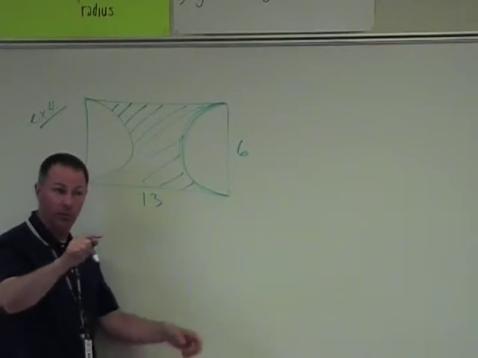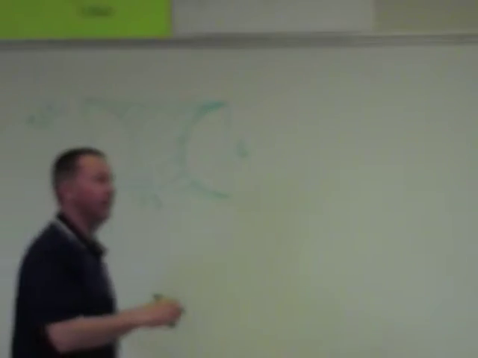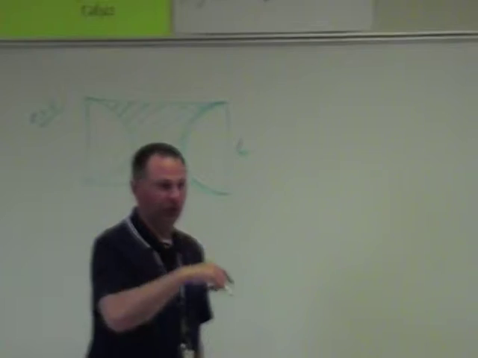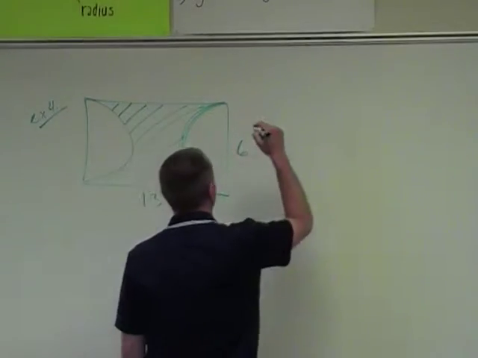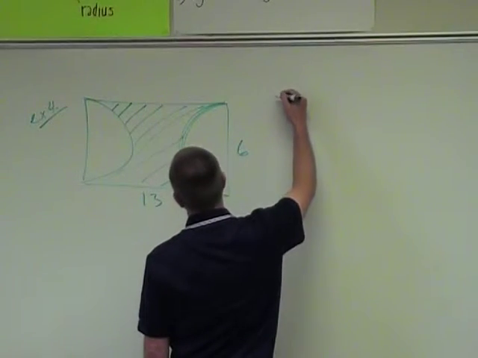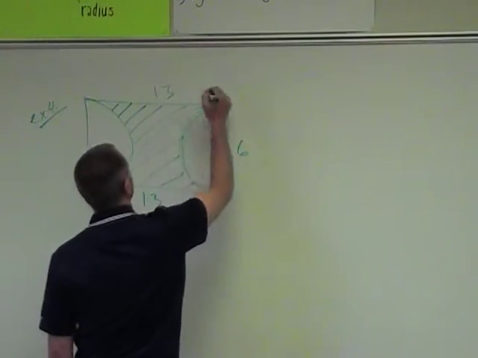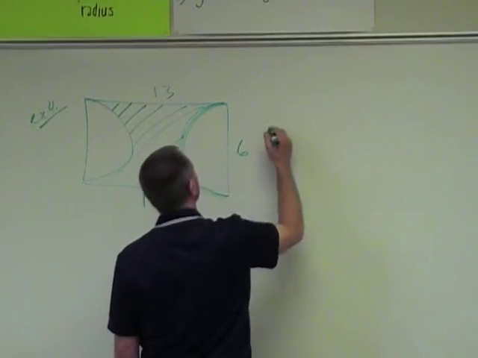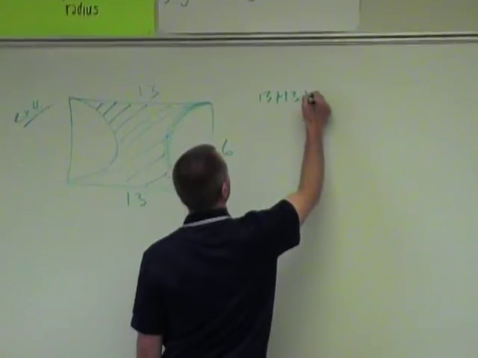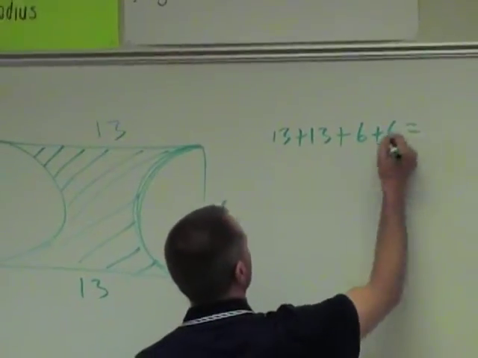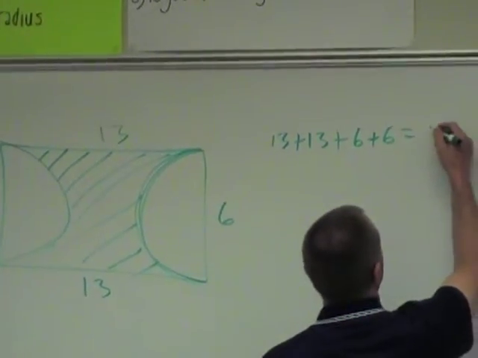Do one of the two ways, I don't care. Oh, no, I want everybody to do it. What was the first way again? I'll do both ways up here. So, 13. 13 plus 13 plus 6.